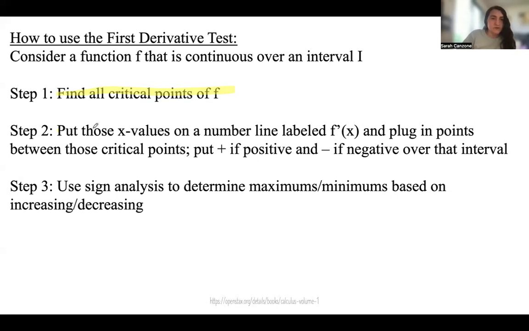Step two says put those values on a number line labeled f prime of x and plug in points between those critical points. Put a plus if it's positive and a minus if it's negative over that interval, plugging back into the first derivative function. Step three is use sign analysis to determine the maximums and minimums based on increasing and decreasing. If it goes from plus to minus, then we're increasing to decreasing, which tells us we have a maximum. If we go from minus to plus, we're decreasing to increasing, so we have a minimum. If we go minus to minus, it's just a critical point that doesn't tell us anything.